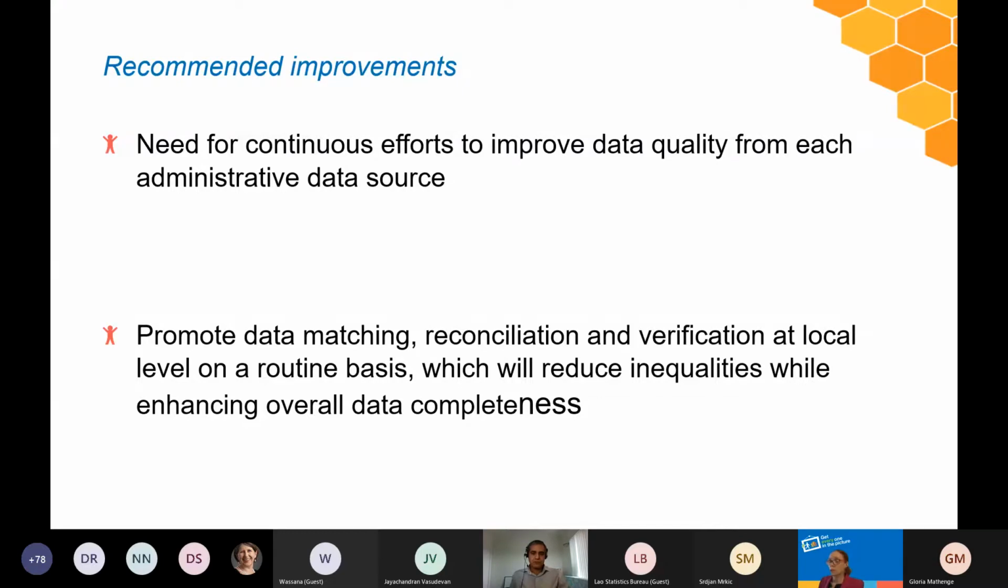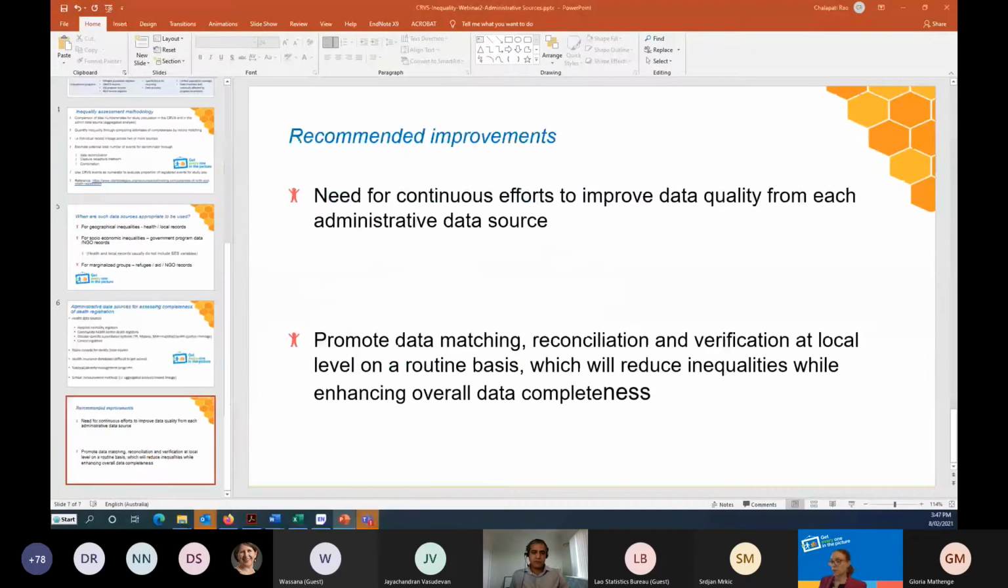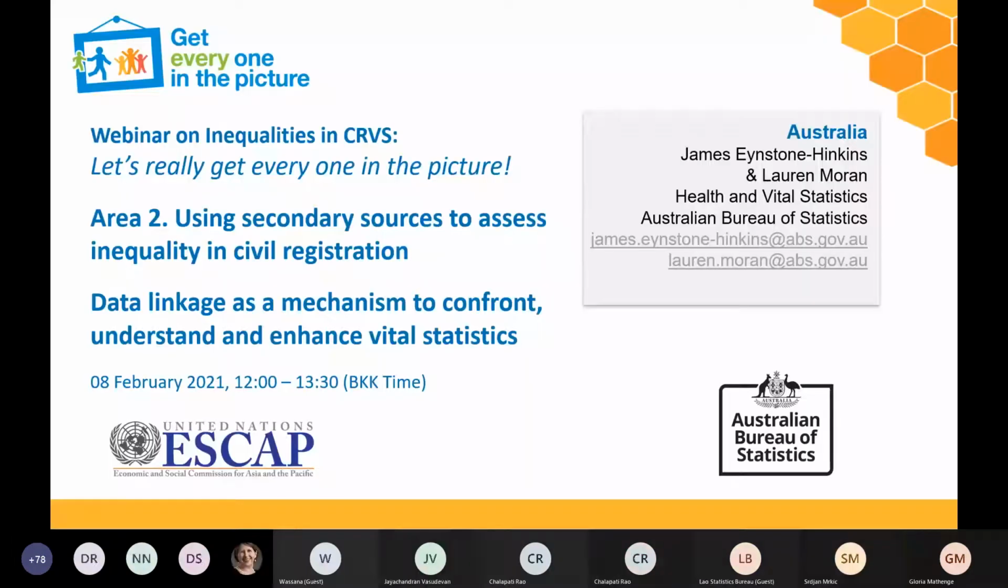Thank you very much, Chalapati, and also thank you very much for keeping to the time constraints. Next, we would like to invite a joint presentation from James Einstone-Hinkins and Lauren Moran. They work for the Australian Bureau of Statistics, where they lead the collection of births and deaths data and the production of the national mortality data set. So James and Lauren, over to you.